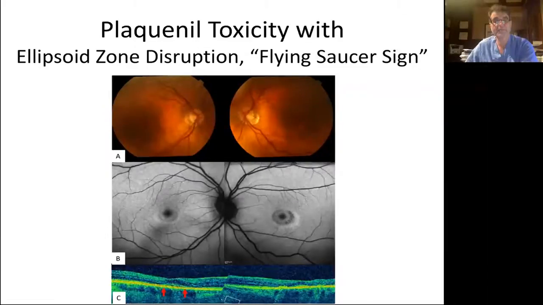This is a patient with Plaquenil toxicity, and we can see quite distinctly in the patient's right eye in the OCT, there's intact ellipsoid zone underlying the fovea, but the ellipsoid zone is disrupted surrounding the fovea. So this intact ellipsoid zone centrally with absent ellipsoid zone around it is often called the flying saucer sign, as it looks like a flying saucer.